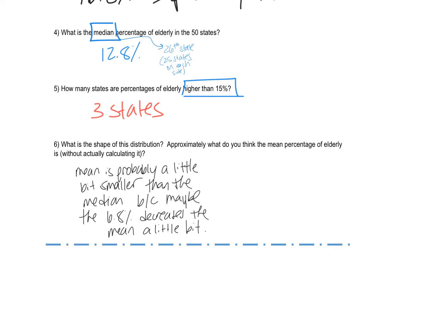Just a little bit. It is roughly symmetric of a shape, but there is that 6.8, which might drag down the mean just a little bit, making it a little bit less than the 12.8, but not much. That's a perfectly good answer. It shows that you understand what this symmetry tells you about the stem plot, how to find the median, how to find the mean without actually doing it. That is a perfectly acceptable answer.